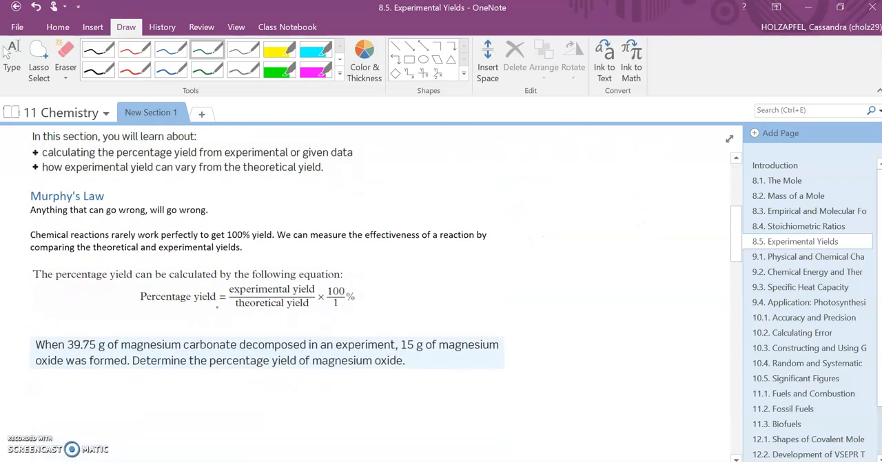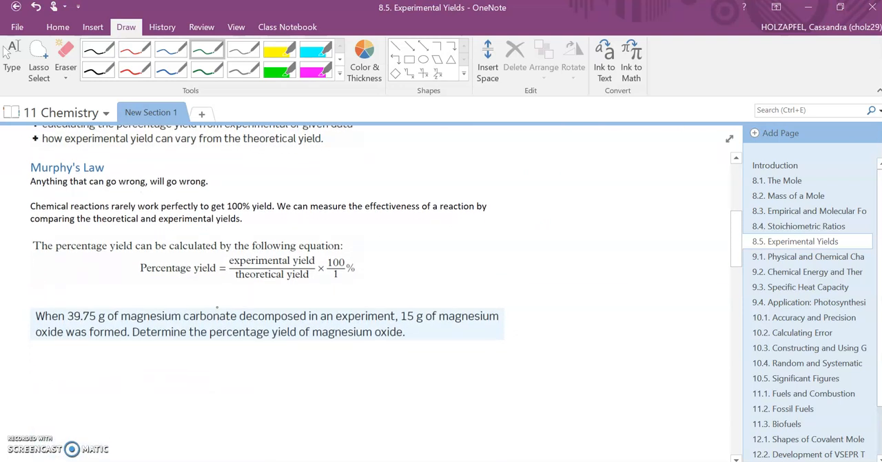All right, so I really like this Murphy's Law. Anything that can go wrong will go wrong. And I feel like, if anything, the first day of term 2, 2020 really was true. So that's why I'm filming at home today.